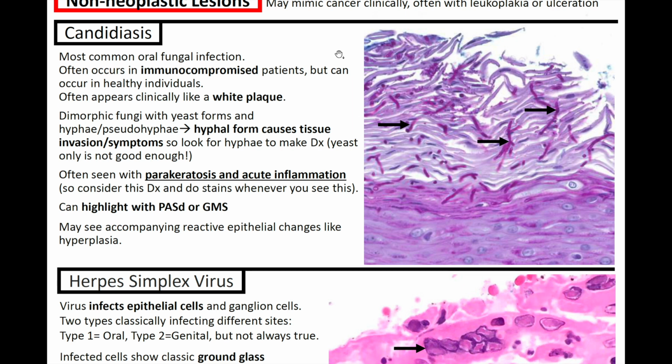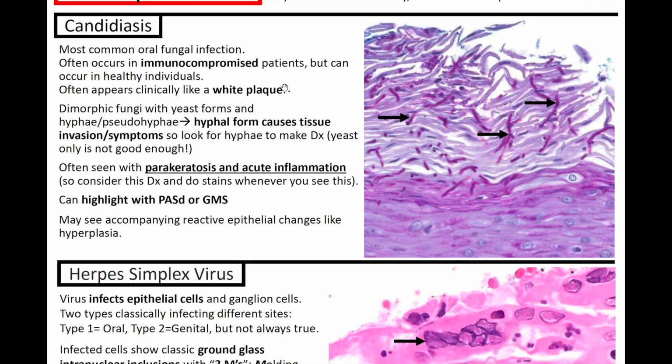So you want to look for the hyphae to make your diagnosis. And yeast only is not good enough. You also want to see the hyphae or the pseudohyphae, like we see here in this image with the arrows. You often see candidiasis with parakeratosis and acute inflammation. So consider this diagnosis and do stains whenever you see those findings. And you can highlight Candida with PASD or GMS, and you may see accompanying reactive epithelial changes like hyperplasia.